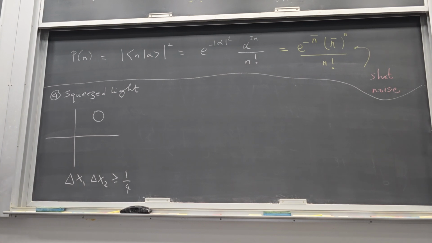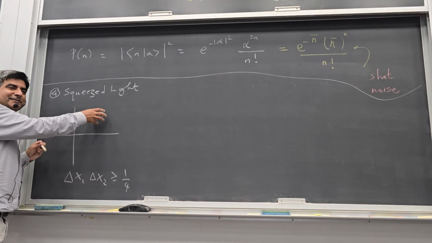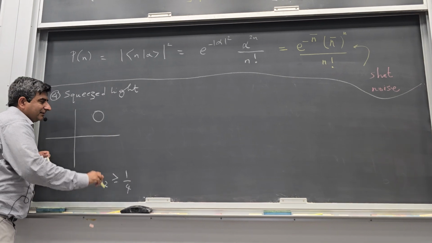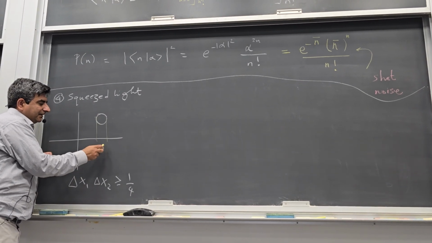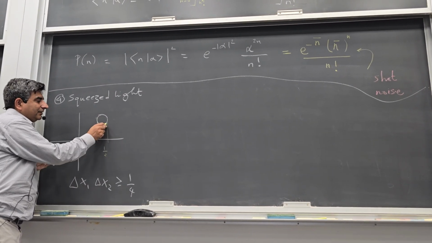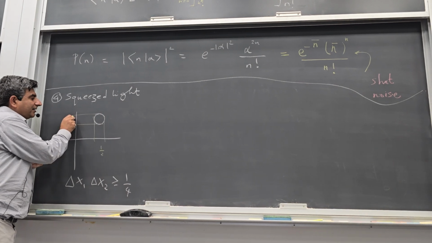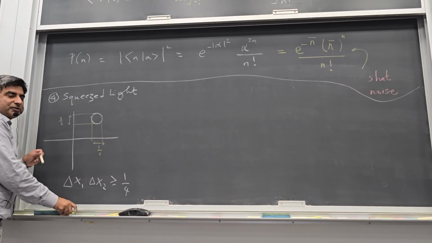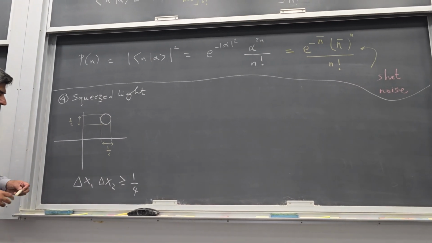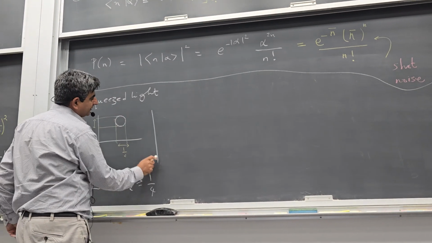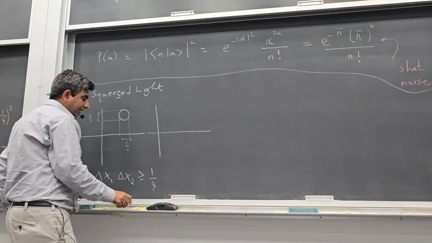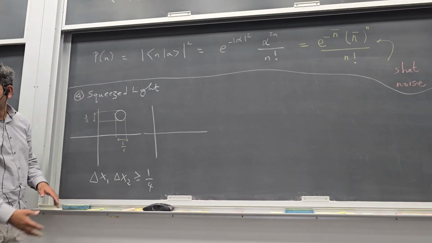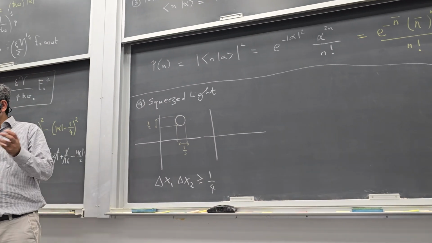Okay, so the coherent light has a nice property that it's a circle on the phase space. So each one of these deltas is equal. Right, so this is half, this is half. But it's possible to still satisfy the uncertainty principle by letting one of these factors grow at the expense of the other. So these circles become ellipses.